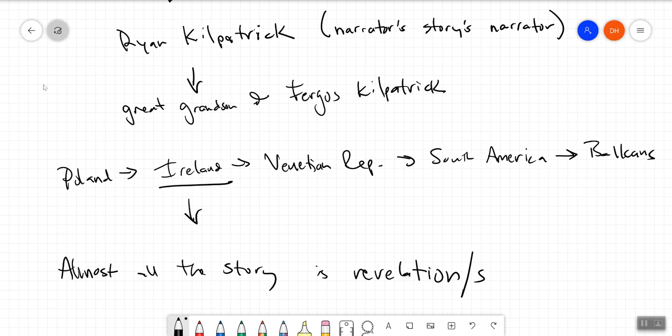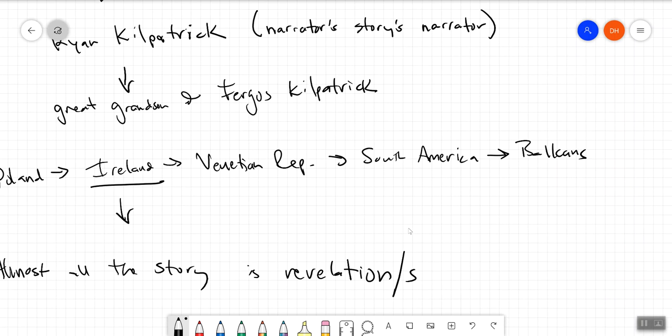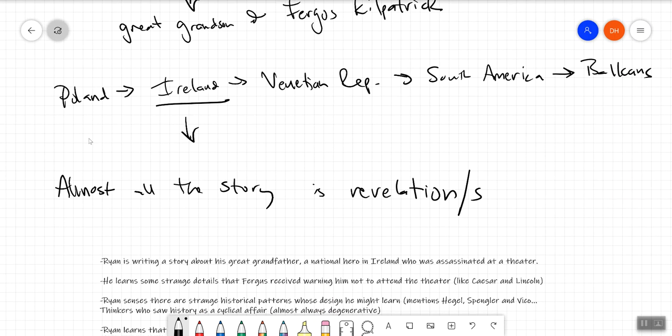Now, one funny part is that in the opening of the story, the setting just changes from Poland to Ireland. The narrator's trying to figure out where he wants this story to take place. He's kind of working on the story out loud while writing it. He says Poland, Ireland, the Venetian Republic, South America, the Balkans. Eventually goes to Ireland.